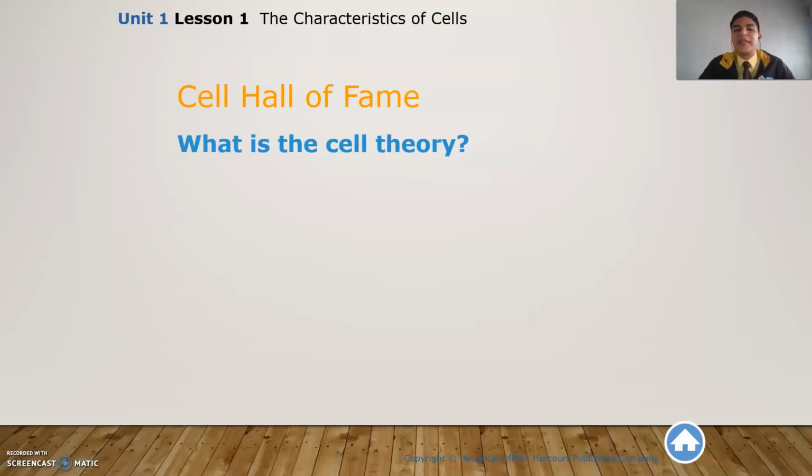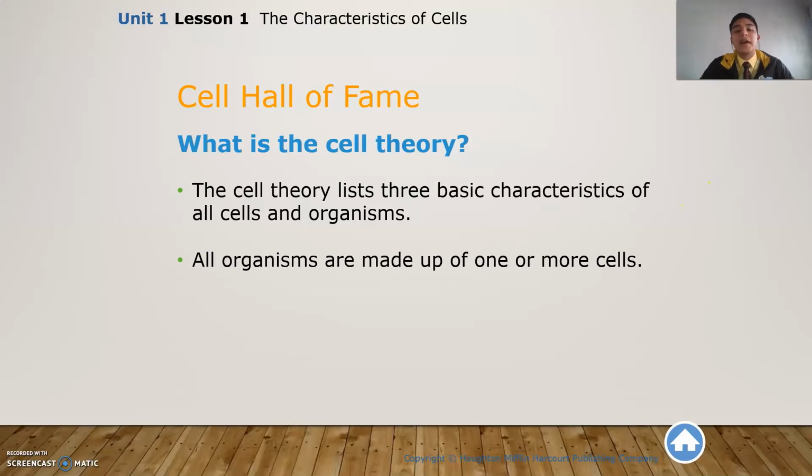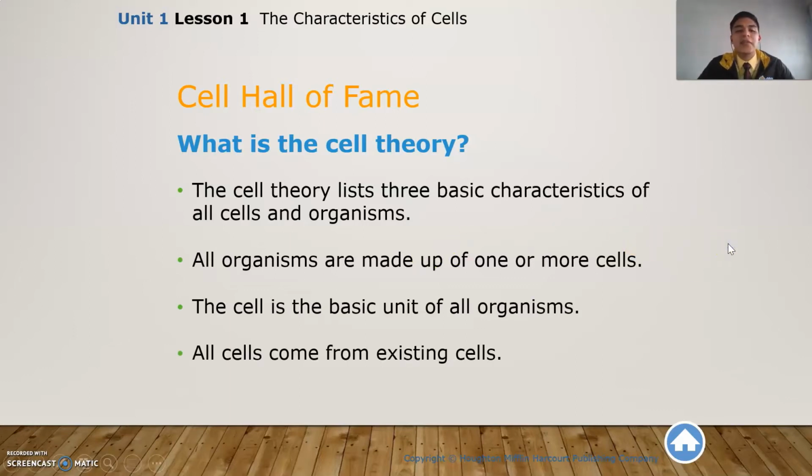And alright, so Cell Hall of Fame. What is the cell theory? The cell theory lists 3 basic characteristics of all cells in organisms. All organisms are made up of 1 or more cells. The cell is the basic unit of all organisms, and also all cells come from existing cells. So it's pretty much related to what I was telling you before. If something is considered alive, for sure that thing is made up of cells. And the cells have this capacity of reproducing and actually producing more cells.